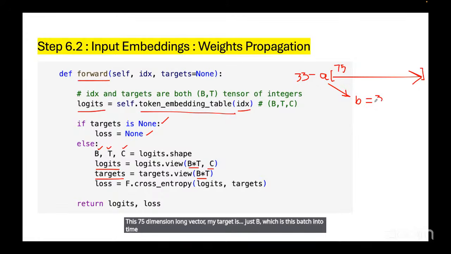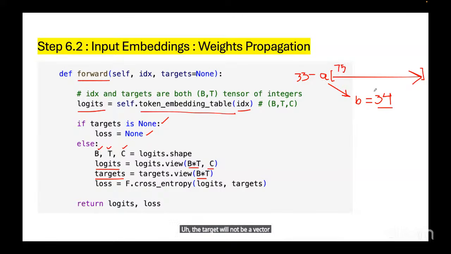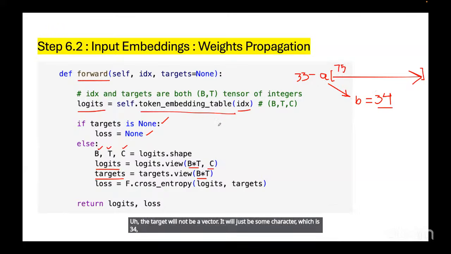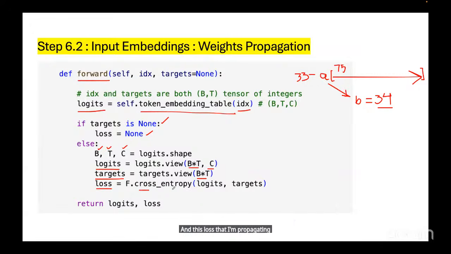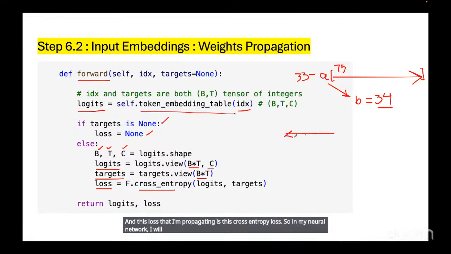is, let's say, 34. So if I want to predict AB, after seeing this 75 dimension vector, the target will not be a vector. It will just be some character, which is 34, right? And this loss that I'm propagating is this cross entropy loss. So in my neural network, I will backpropagate this loss in order to adjust its weights and biases in order to learn what should be the next token.